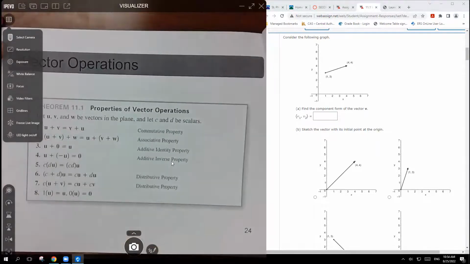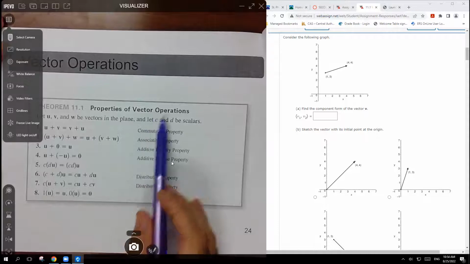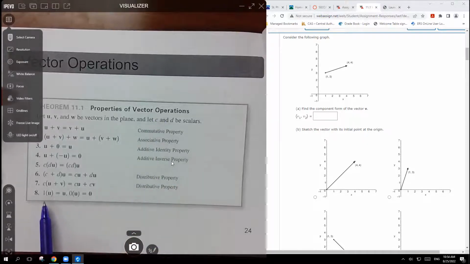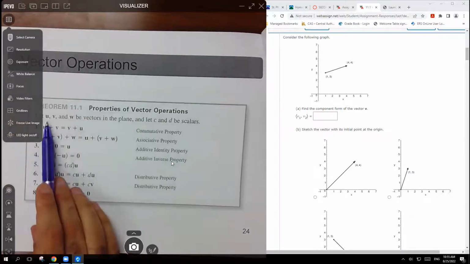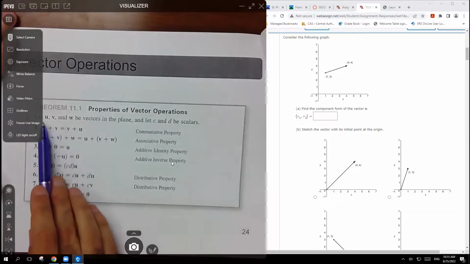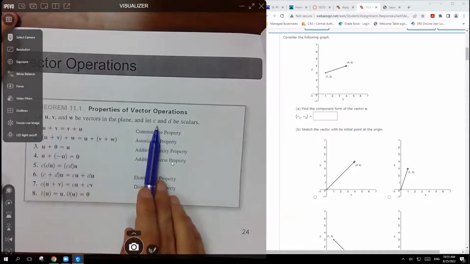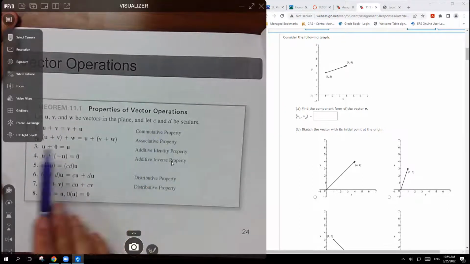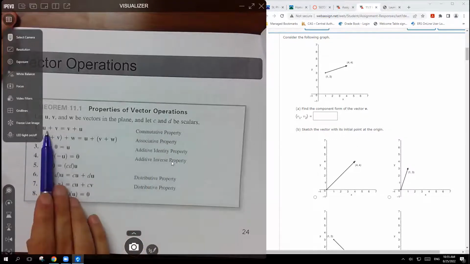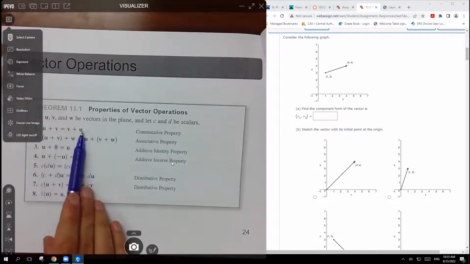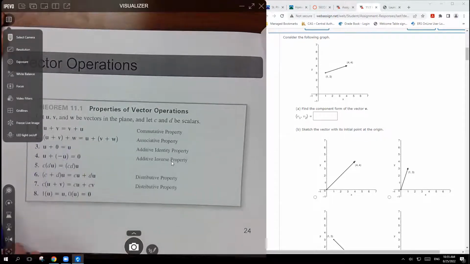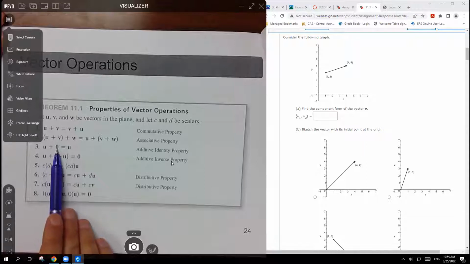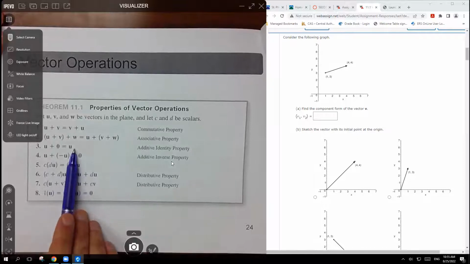Next page, the properties of vector operations. We already know these operations. If you have 2 vectors, exactly the same thing. Take 3 vectors in a plane, and let C be a scalar and D also a scalar. The commutative property means if you add two vectors and flip them, it's going to be the same. Then the distributive and associative properties. The zero is the identity: any vector you add the zero to is going to be the same vector.